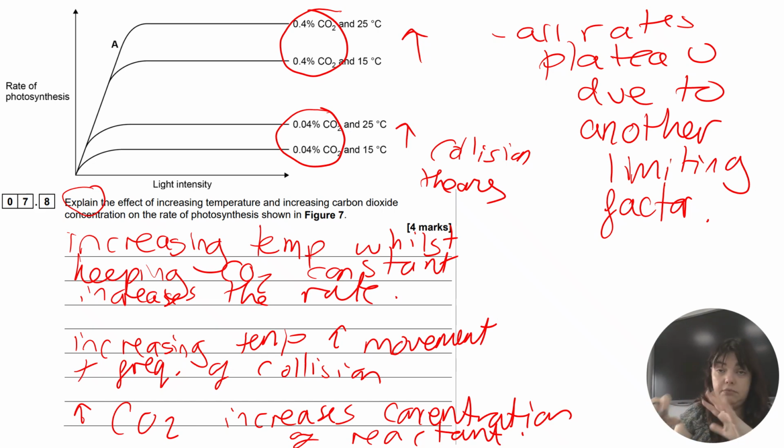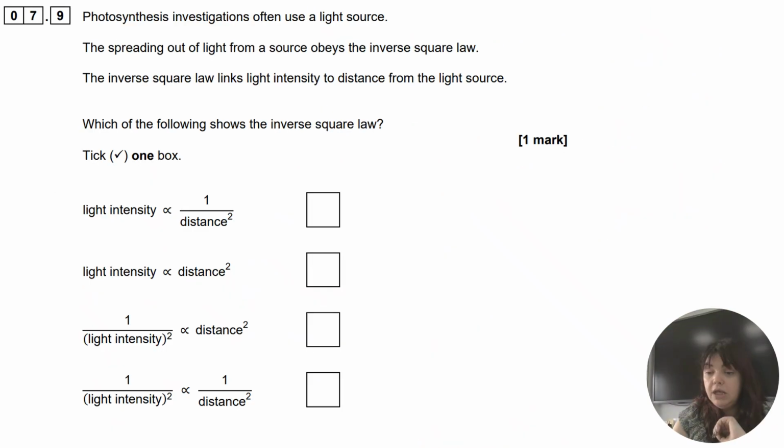Okay, there we go. This one, photosynthesis investigations often use a light source. The spreading out of light from a source obeys the inverse square law. The inverse square law links light intensity to distance. Which of the following shows the inverse square law? And it is this one here. Okay, so that's just a pure recall question.